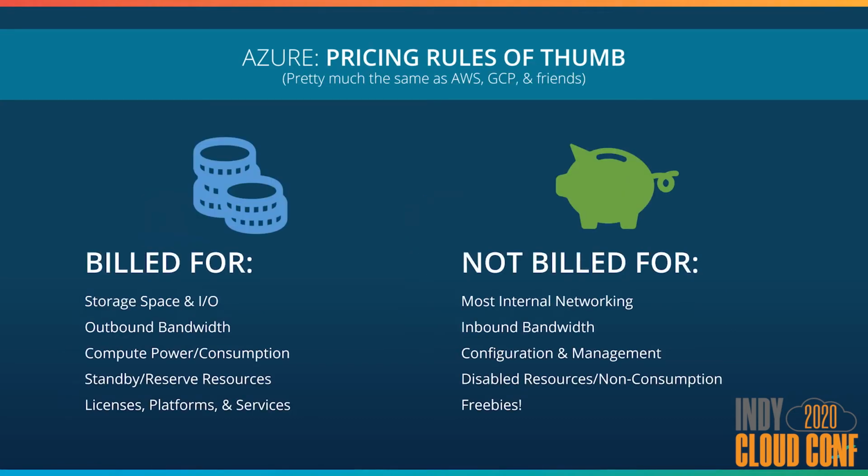Now with Azure, the rules of thumb for how things are built are very well aligned with AWS, for those of you who are familiar with AWS. There are certain services and bandwidths that they bill you for, and there are certain services and bandwidths that you kind of get for free. GCP, Google Cloud, aligns pretty well to this. There are a couple nuances that are a little bit different, but this slide could be used almost universally for most cloud platforms.